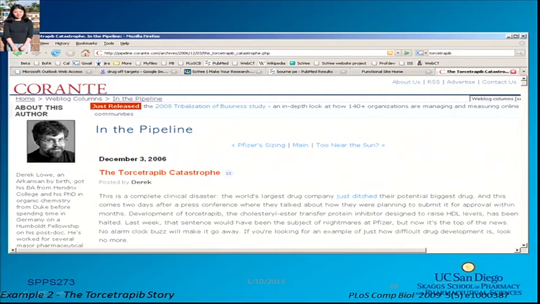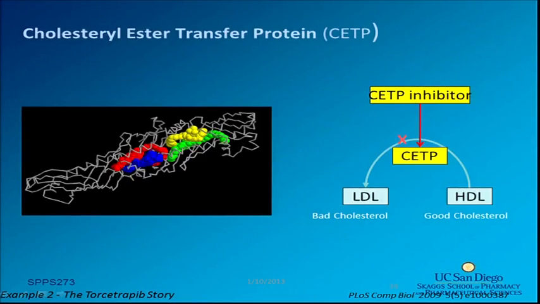So literally within a month, the CEO of Pfizer had said, this is our follow-on to Lipitor. Then it came out of clinical trials, and stocks started to plummet. Terrible loss for the company. And essentially it has to do with binding to this cholesterol ester transfer protein. And this is just what it looks like. And it controls the difference between good and bad cholesterol.